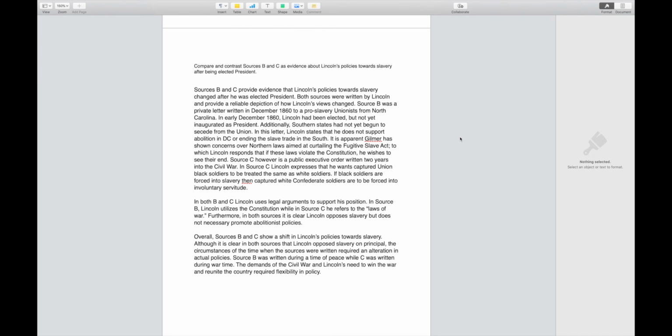So this is my response here. Sources B and C provide evidence that Lincoln's policies towards slavery changed after he was elected president. Both sources were written by Lincoln and provide a reliable depiction of how Lincoln's views changed.